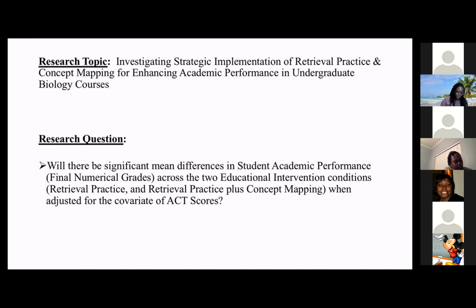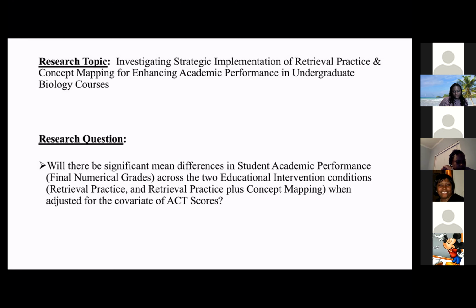Gotcha. So here your dependent variable is the student academic performance. Is that correct? Yeah. Okay. As measured by final numerical grades percentage. So is there any kind of final exam? Can I compare that with the final exam? I guess the final numerical grade in the course. So it's like final numerical grade, for example, 99% or 95%.